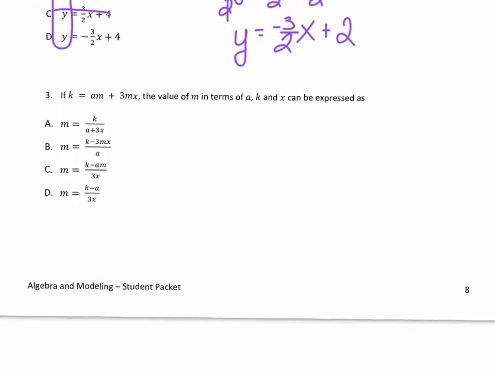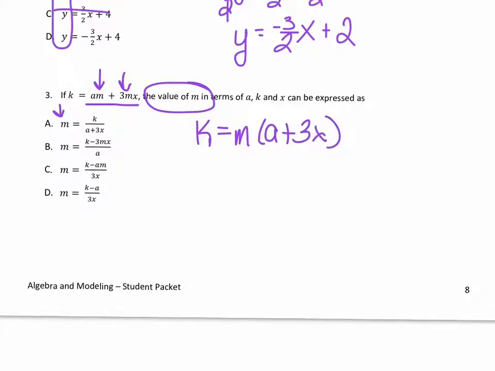Number 3. If k equals am plus 3mx, the value of m in terms of a, k, and x can be expressed as. So what they're asking is, for this, that m equals. So I notice right away here, notice an m there and an m there. So that's a common factor, and I'm going to pull them out. So I have k equals m times a plus 3x. So don't forget, all I did was pull out a common factor. I did not do anything else. If I distributed it, you would notice I would have gone back to the original equation.